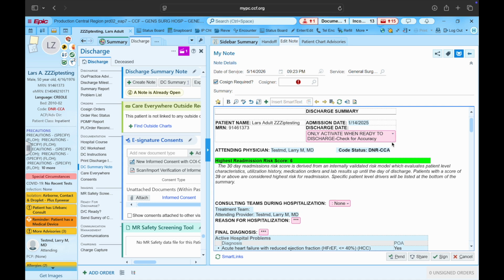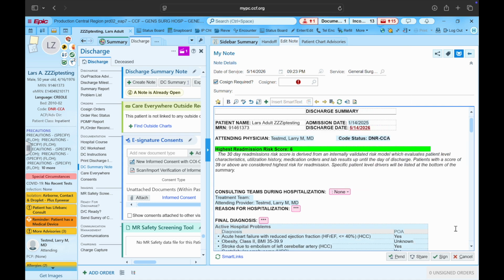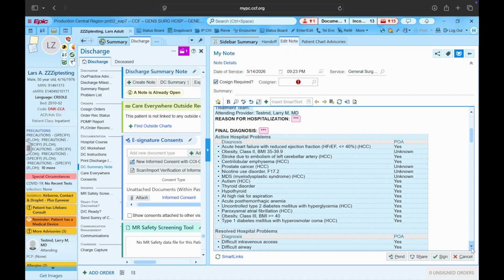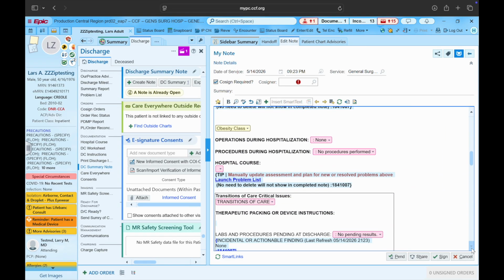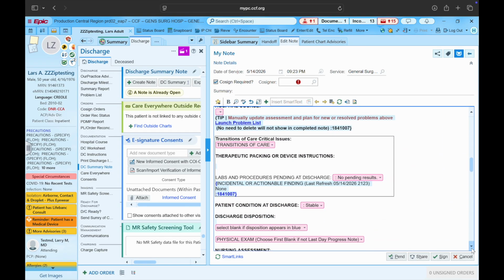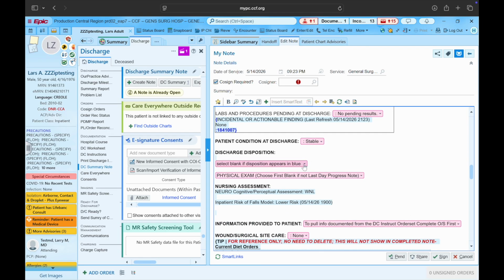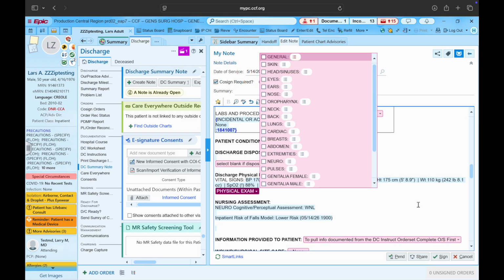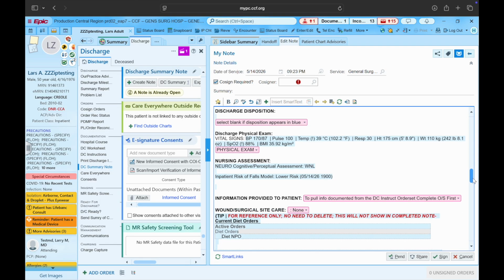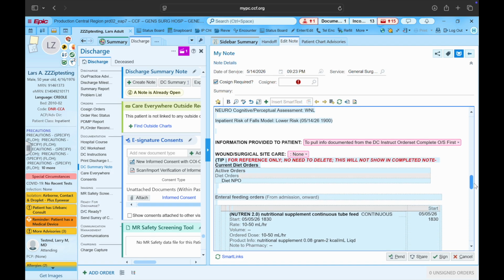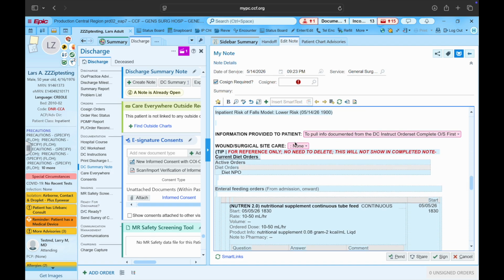So as you can see, this is the generic template. You see consulting teams, reason for hospitalization, operations, procedures during the hospitalization, hospital course, transitions of care and critical issues. If anything profound has changed since the hospitalization, you know. Labs and procedures, where the patient is going to, what was their last physical exam. And this is important if the patient had a drain, for example, and it changed color, or they had a change in their baseline neuro exam. All of these things are super relevant.